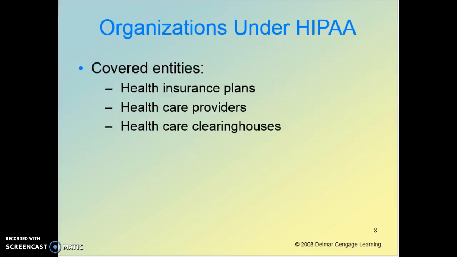Now, the different folks that are covered under HIPAA include insurance plans, any type of healthcare providers, and any type of healthcare clearinghouses. And when we talk about clearinghouses, what that means is a third party who's administering things like insurance plans, or maybe you have a third party who's handling the billing for a provider, things like that.